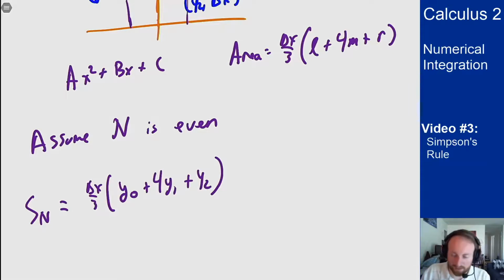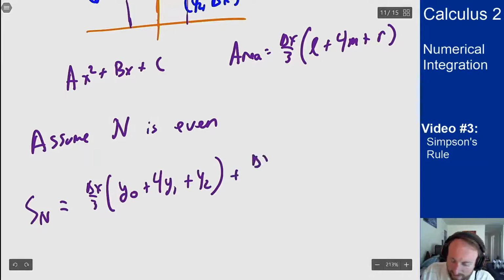Then I want to add in the second one. And the second one will stretch from 2 to 4, because that's the next 3 points that I see. Plus delta x over 3 times y2 plus 4 y3s plus a y4.